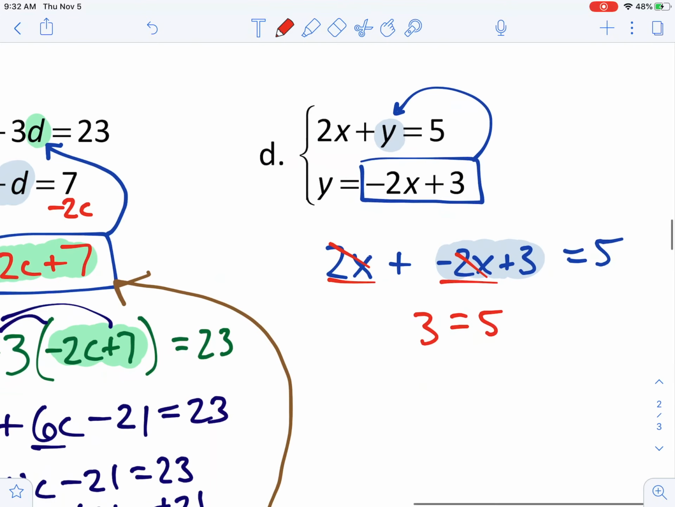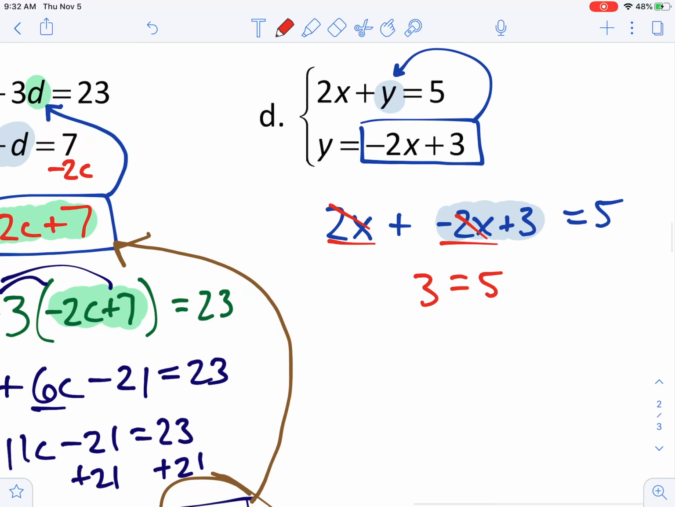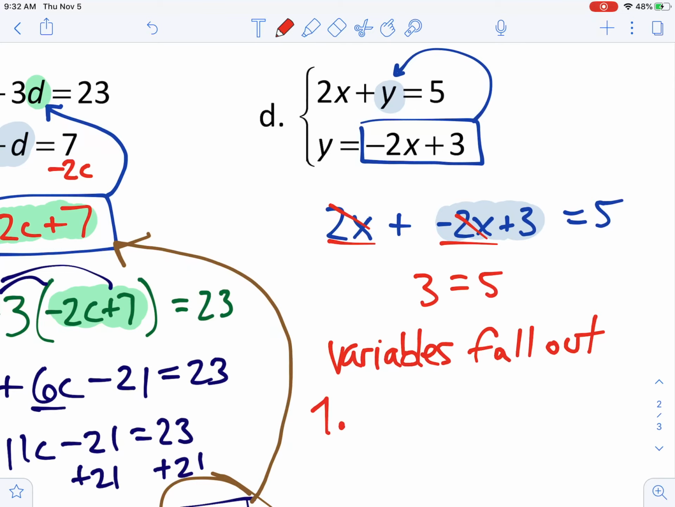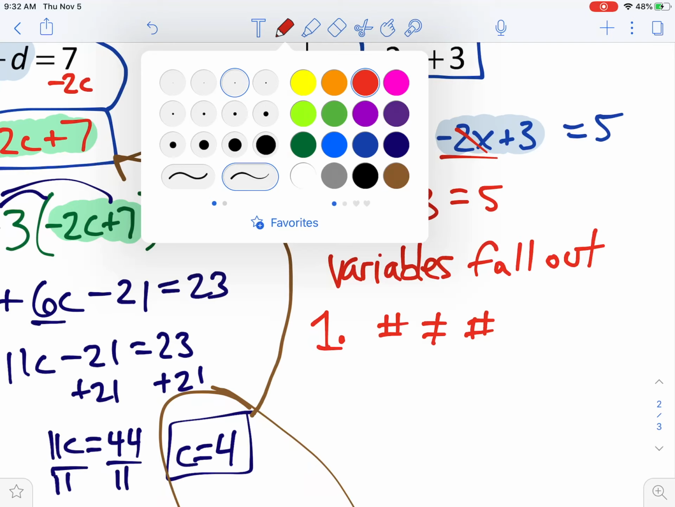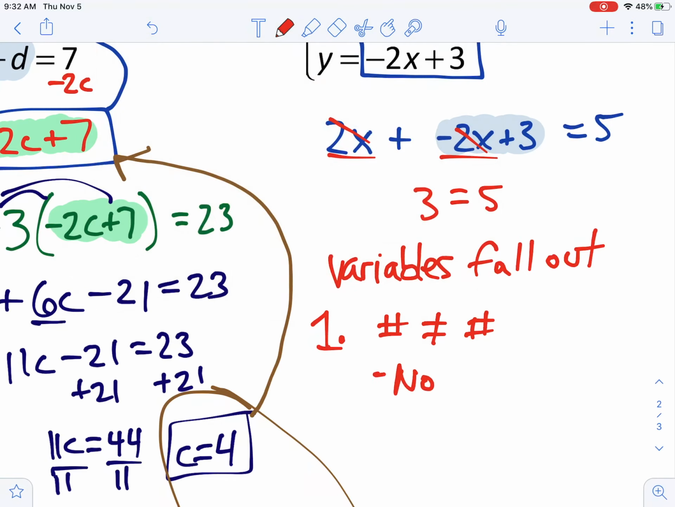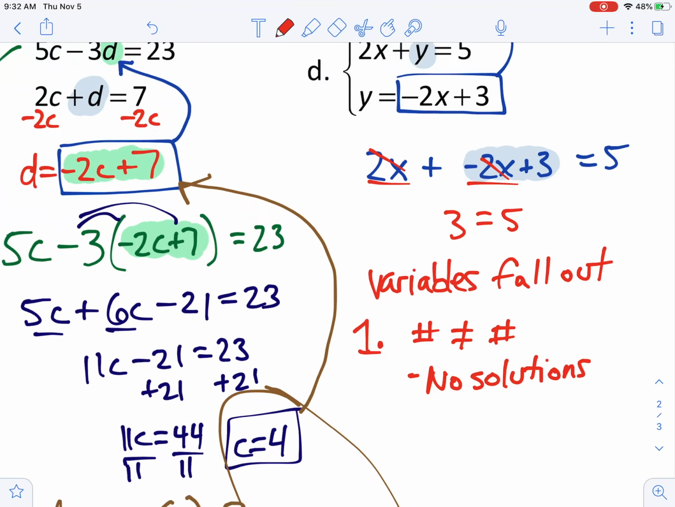And so here's the next issue. There are times when doing algebraic manipulation of two equations that your variables go away. They cancel. And there are two scenarios. When the variables fall out, one scenario is you get a number that does not equal another number. So 3 does not equal 5. In that case, that means there are no solutions. No solutions, okay? That is like a parallel situation.